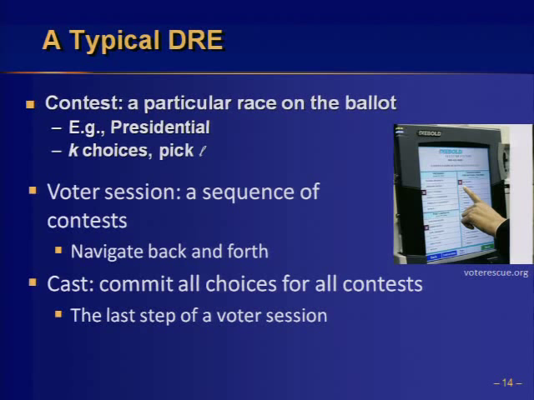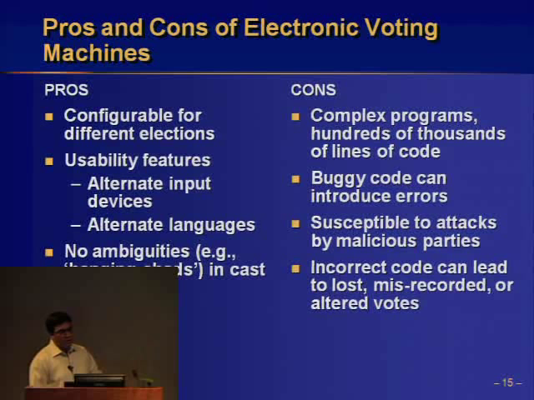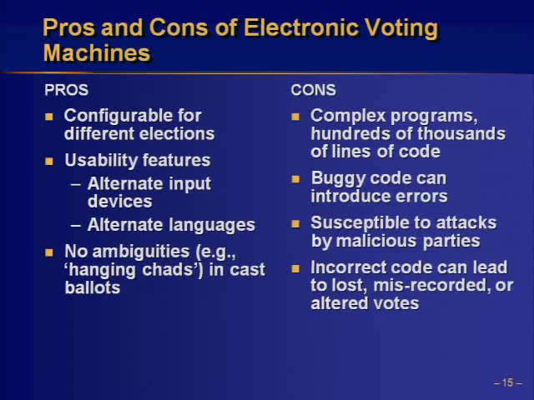So given all these problems, you might wonder why people even want to use electronic voting. And there are several disadvantages, which are on the right-hand side of the slide. But there are also certain advantages, like increased configurability, better usability, especially for alternative input devices, accessibility, and so forth. And also, there are no ambiguities in the cast ballots. So for instance, you wouldn't have the problem of a hanging chad as we had in the 2000 presidential election.